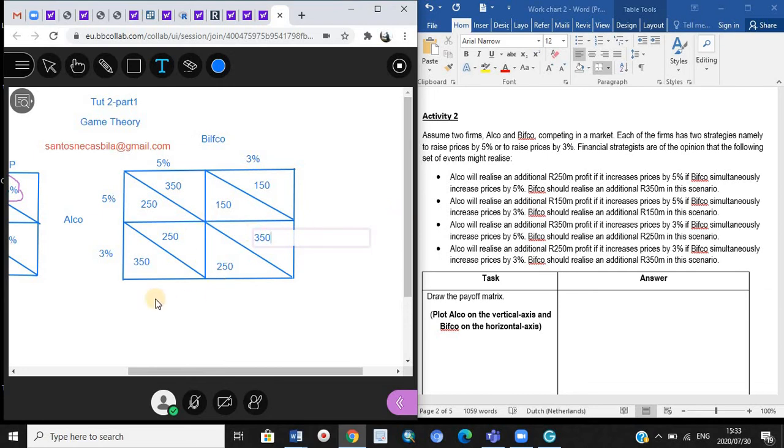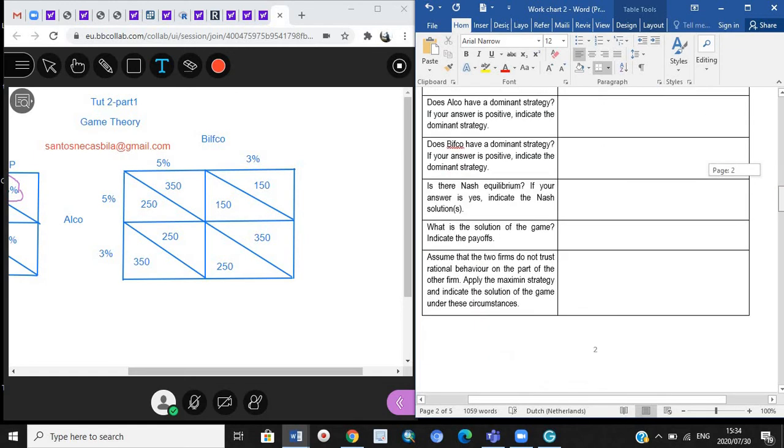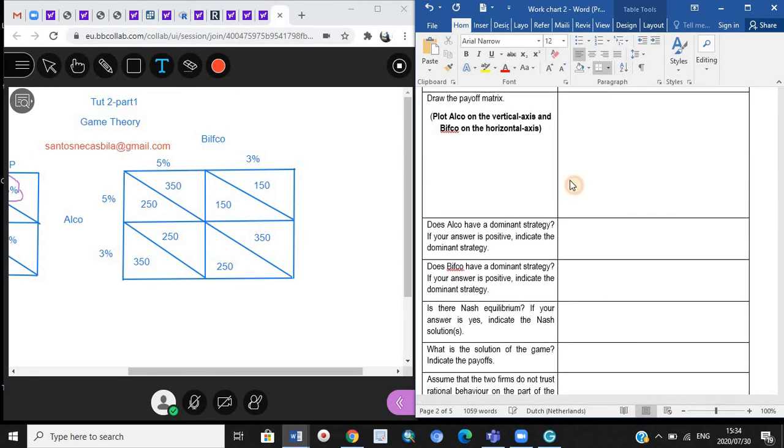Very good. So here we have our payoff matrix. I'm going to change the color now. Let's see what it says. We will do the same analysis as we did for activity 1. It says, does ALCO have a dominant strategy? Let's see. ALCO is this one.